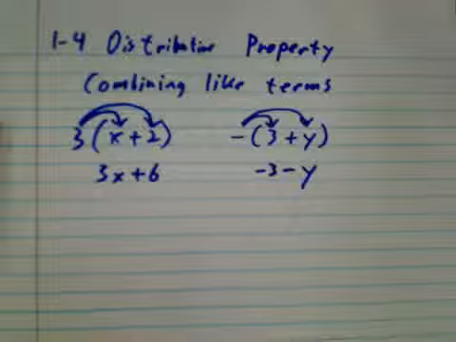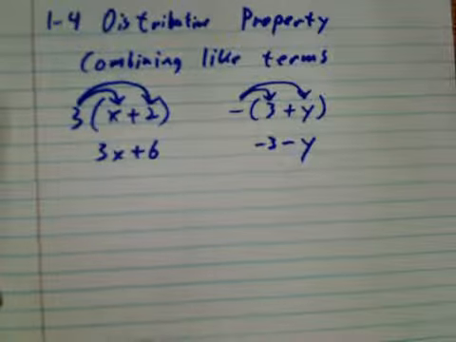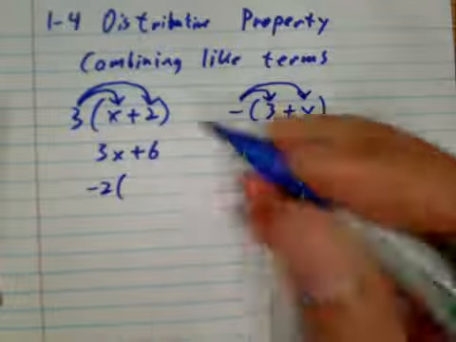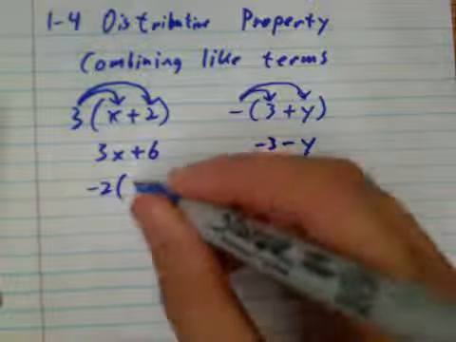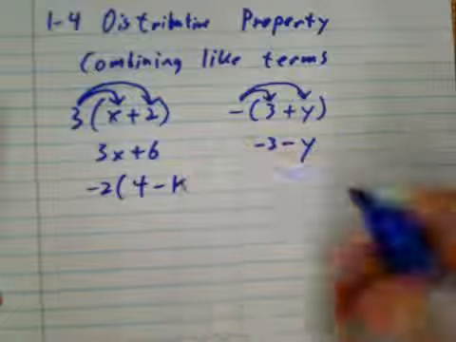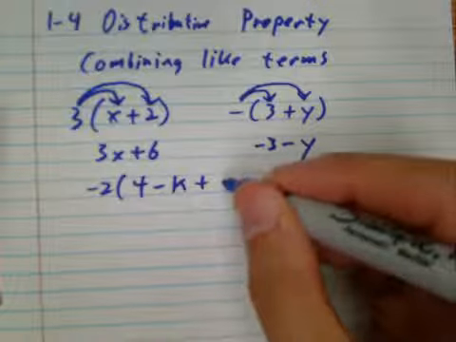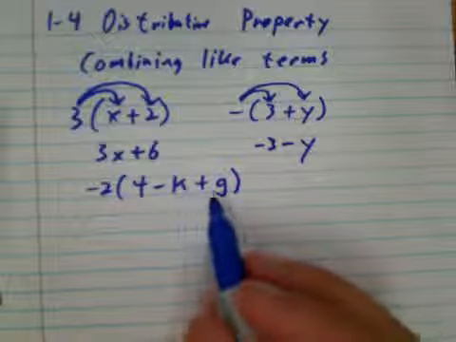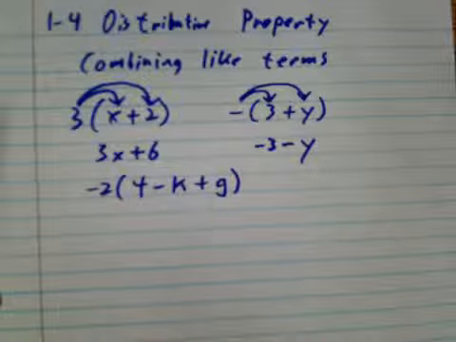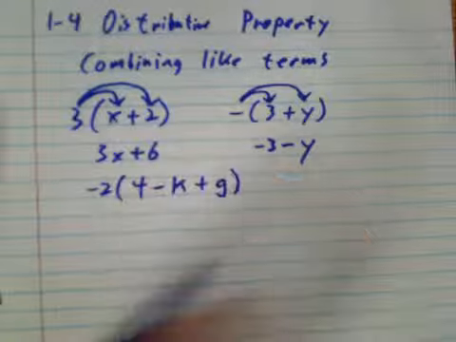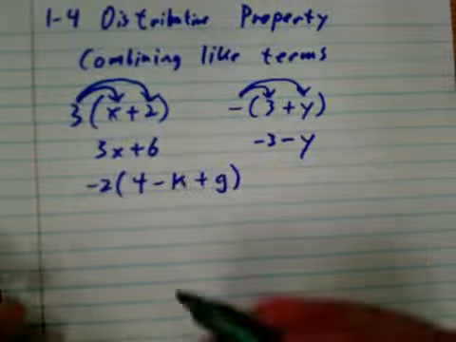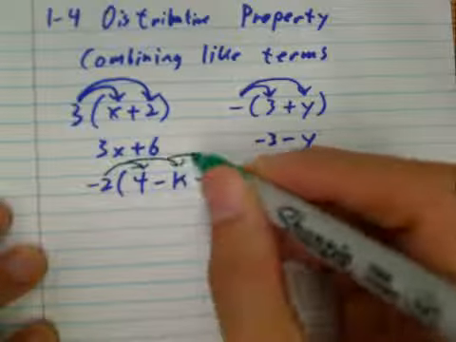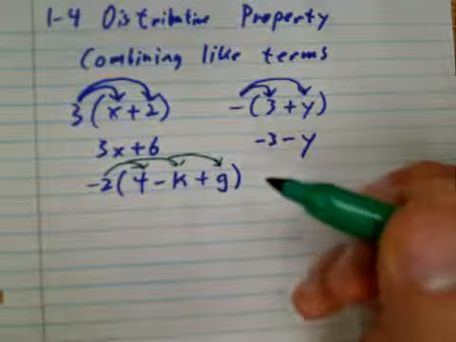Let's do one more where I'll just show you and then I'll give you a couple to try. So let me show you this one. Negative 2 times 4 minus k, and it doesn't have to be 2 terms, it can be another term, plus g. Okay? And there's nothing in here that I can do with any of these. They won't combine together. They're all different. So let's multiply through this negative 2. That rhymed. Let me use a different color here. You don't have to draw these arrows, but it's just a nice little visual for me.